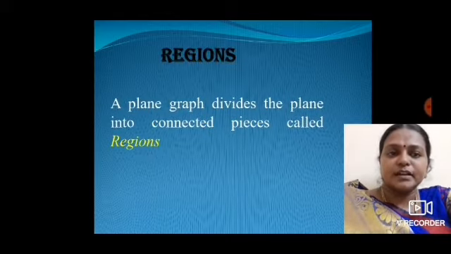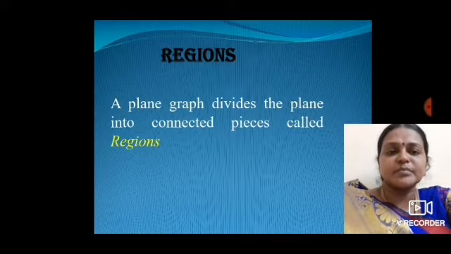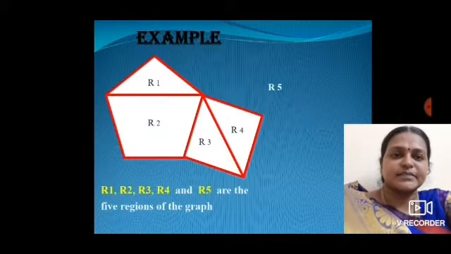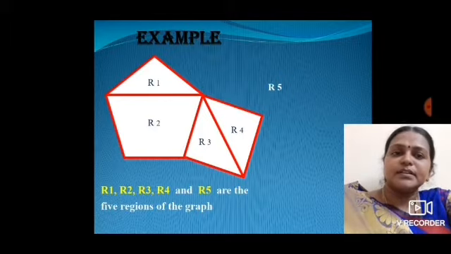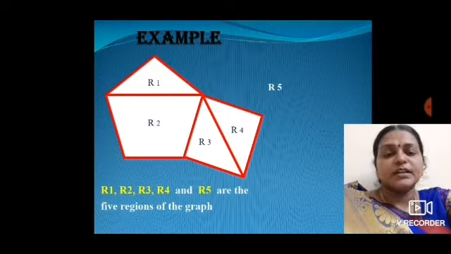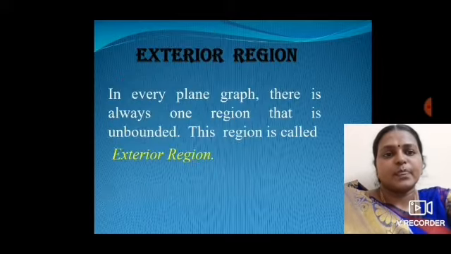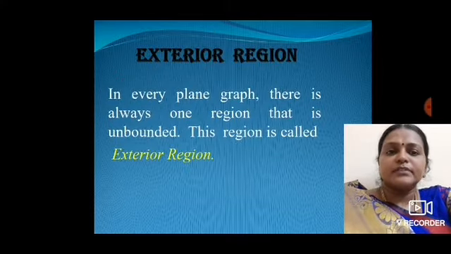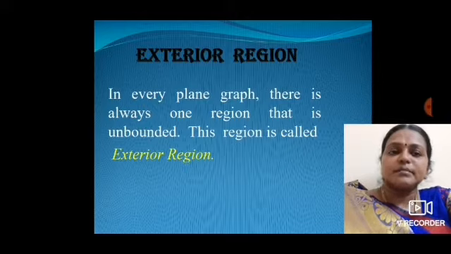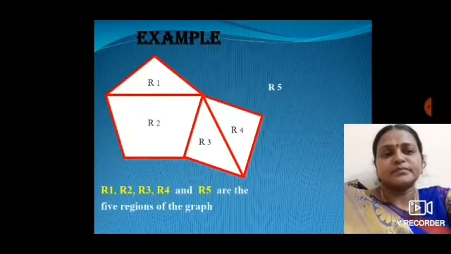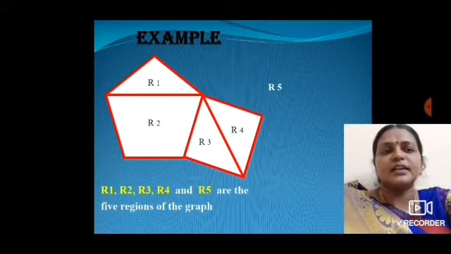Regions. A plane graph divides the plane into connected pieces called regions. See the example. Here R1, R2, R3, R4 and R5 are the 5 regions of the graph. In every plane graph, there is always one region that is unbounded. This region is called the exterior region. In the same example, you could see R5 is unbounded and it is nothing but the exterior region.